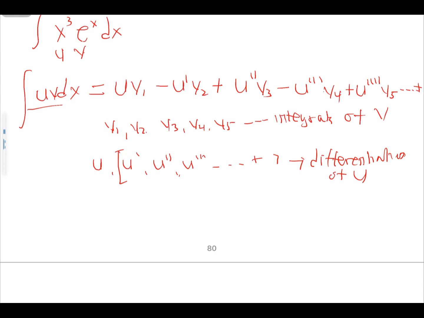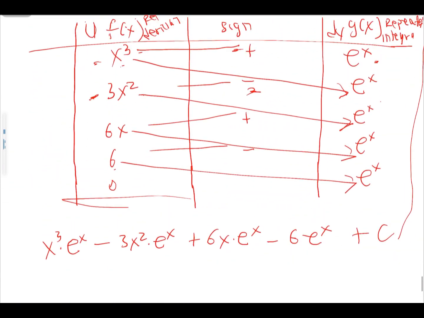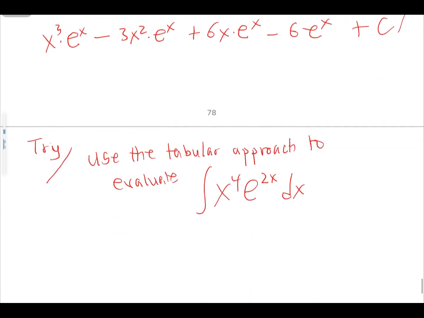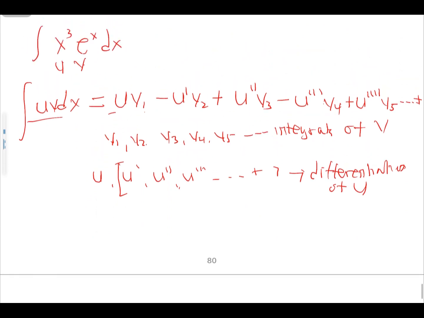So when you are given a question like x power 3 exponent x dx, instead of using integration by parts or the tabular approach, you can use this simple trend. The first one is u v1. The u is the function, and v1 is the integration of v. Then it goes minus, plus, minus, plus. The signs have been taken into account already in this technique.